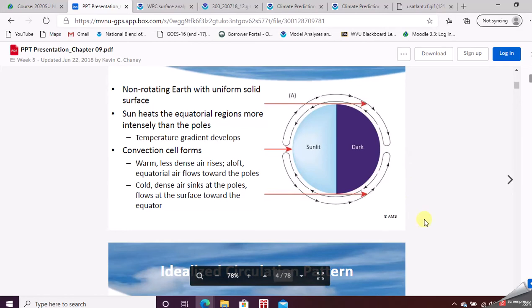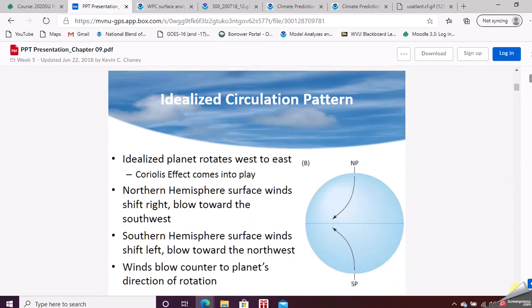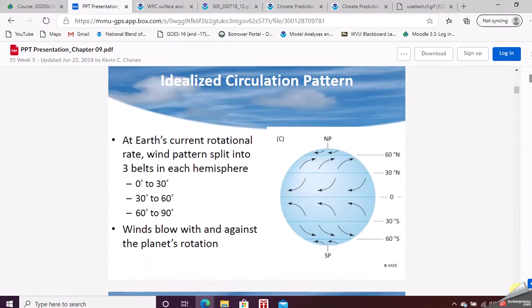But guess what? Nothing's easy in the atmosphere. We have a rotating Earth. So all those nice little cells we just saw, and remember the Coriolis effect takes this into account, you wind up with highs and lows along the Earth, all due to the wind flow. There's low pressure along the equator. At 30 degrees, on average, there's high pressure. At 60 degrees, on average, there's low pressure.